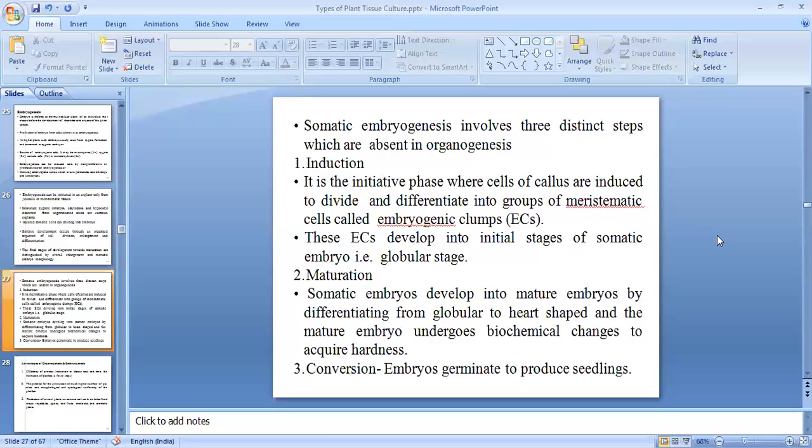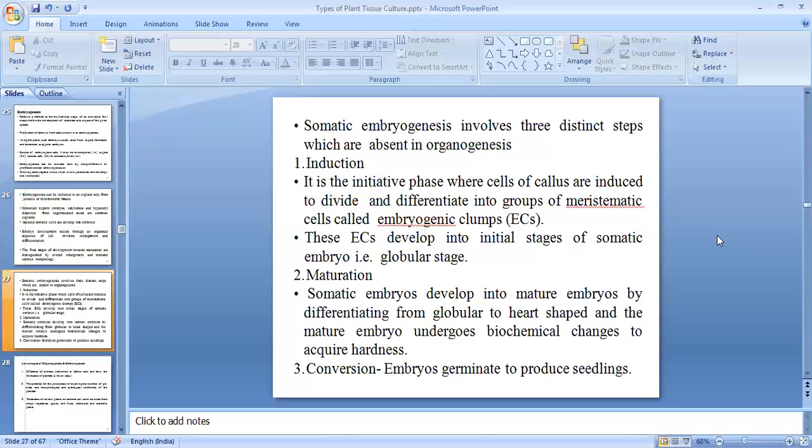That is the initial stage. And next one is the maturation. The somatic embryos which are developed as globular stage will mature into embryos. That is how they will be maturing. The initial globular stage is converted into heart-shaped and mature embryos, and they undergo biochemical changes and acquire hardness. That is called as your maturation.